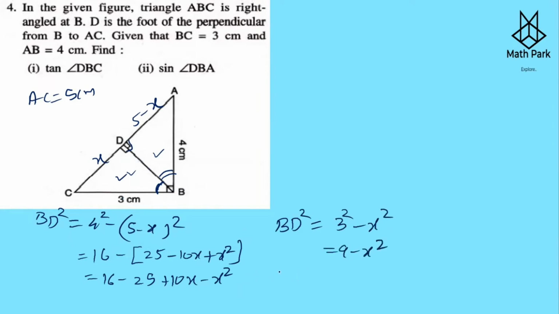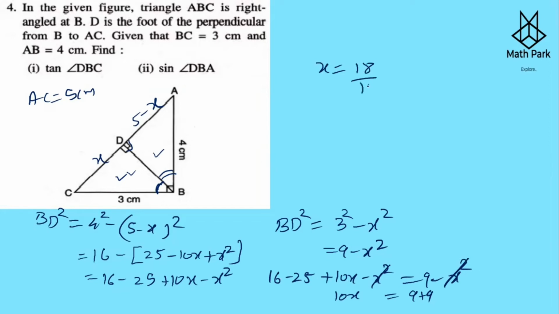We have two values, so let us equate them. So we have 16 minus 25 plus 10x minus x square is equal to 9 minus x square. This minus x square gets cancelled over here. 16 minus 25 is minus 9. So you get 10x is equal to 9 plus 9. So you get x is equal to 18 upon 10, which is 1.8, or you can take 9 upon 5 if I divide by 2. So I got the value of x as 9 upon 5.